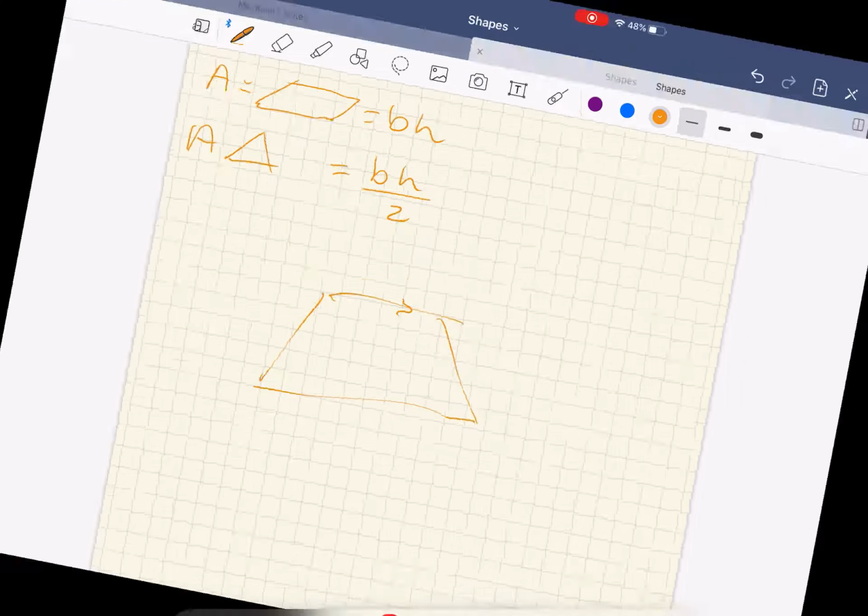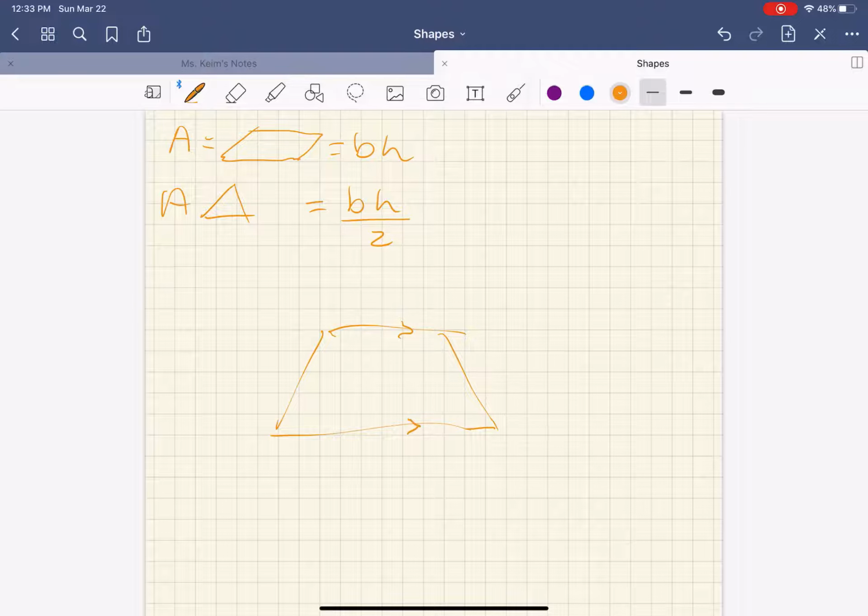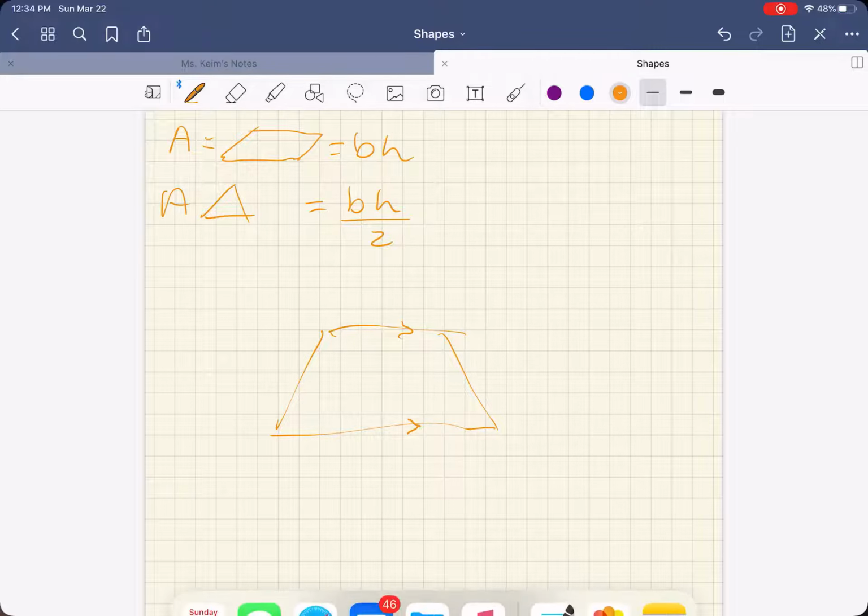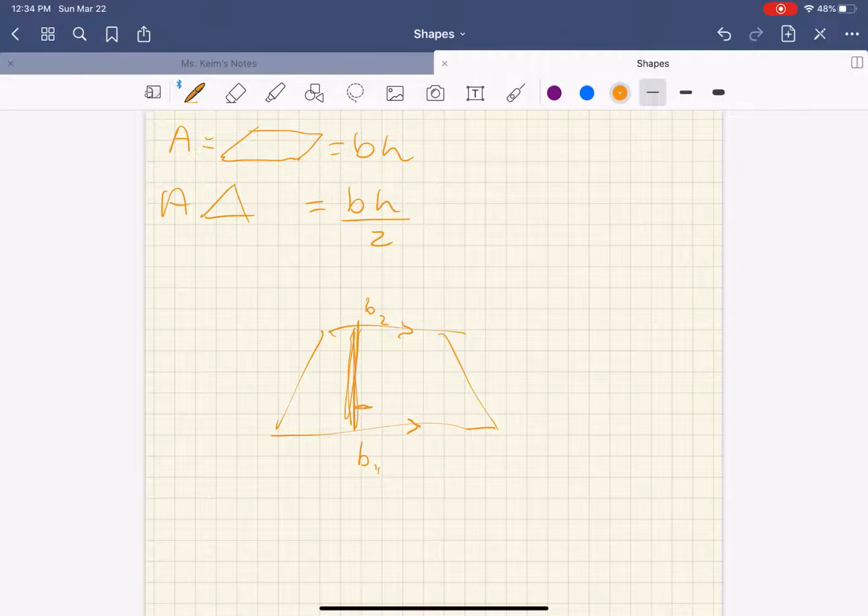They only have one pair of parallel sides. Okay? However, we can still use this shape and move it around to make something familiar and create a formula from that. So, when we're dealing with trapezoids, we have two different bases. Okay, we have base 1 and base 2. And that makes sense because they're two different lengths, so they're going to have two different names, base 1 and base 2. Base 1 and base 2 will both make a 90-degree angle with our height, right?